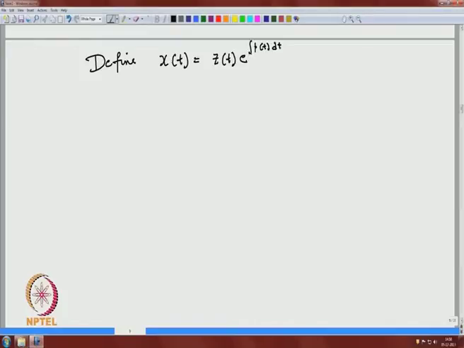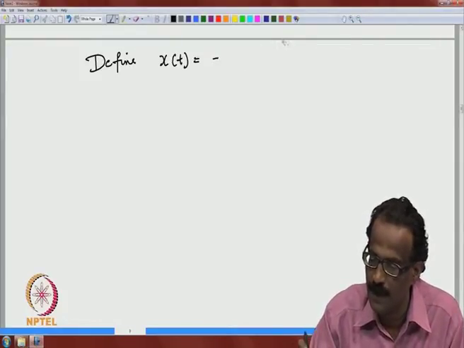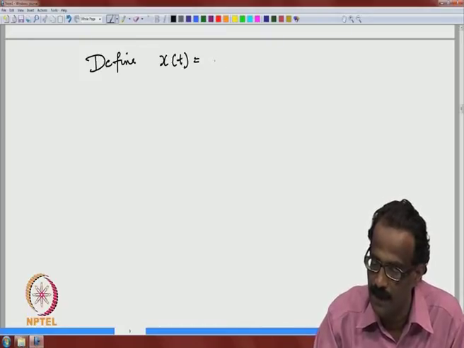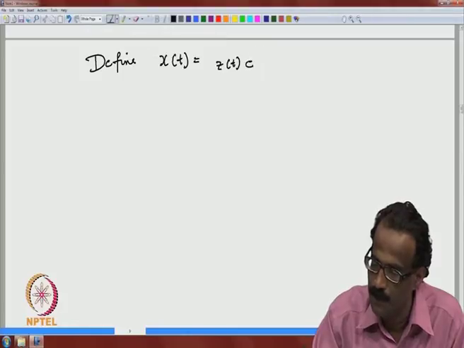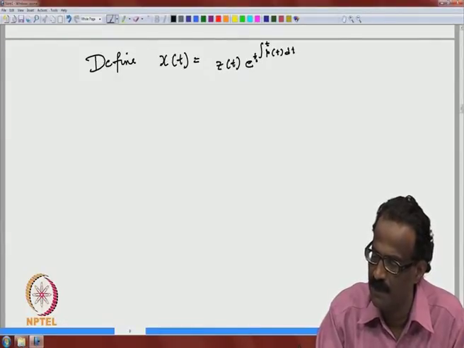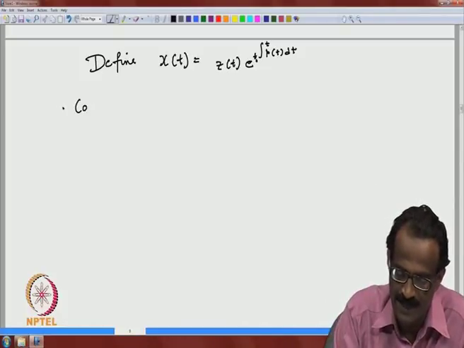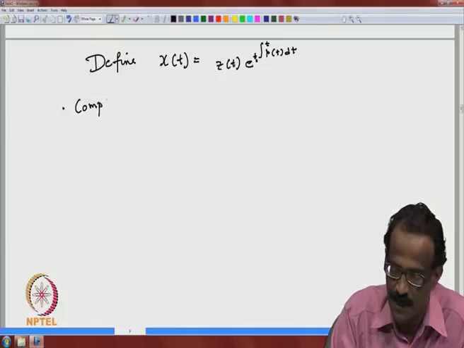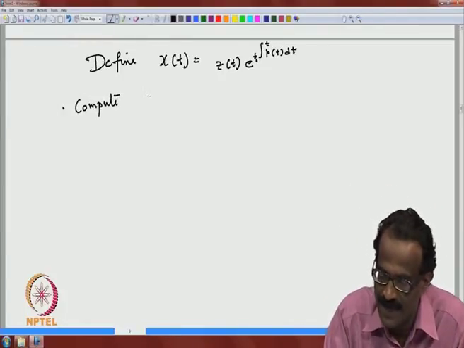So, of course you can define it from t naught to t. Maybe let me write x(t) equal to z(t) e power integral from t naught to t of p(s) ds; we can use the same variable, it does not matter. Now, compute dx(t) by dt. This is a small exercise which you can do.